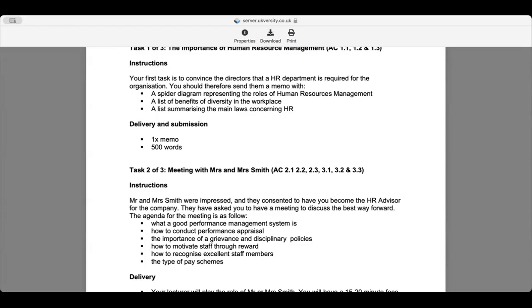Then, secondly, HRM roles and responsibilities. Create a spider diagram that visually represents the main functions of HRM, such as recruitment and selection, employee training and development, performance management, workplace policies and compliance, employee relations and well-being, compensation and benefits.